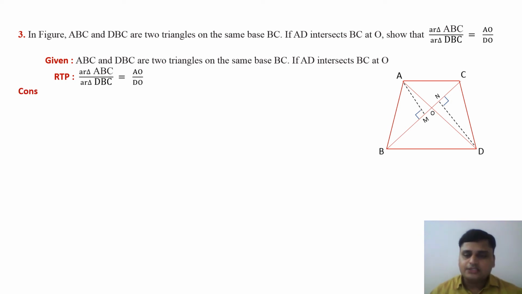We will do the construction that I told you in the beginning only, that is, draw AM. We will draw AM which is perpendicular to BC, and in the same way draw DN which is perpendicular to BC.